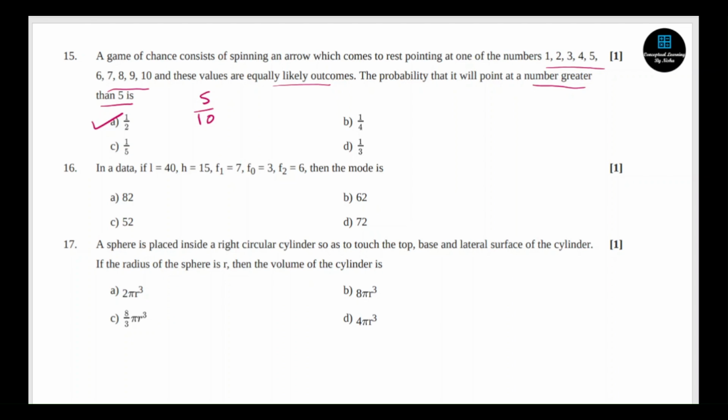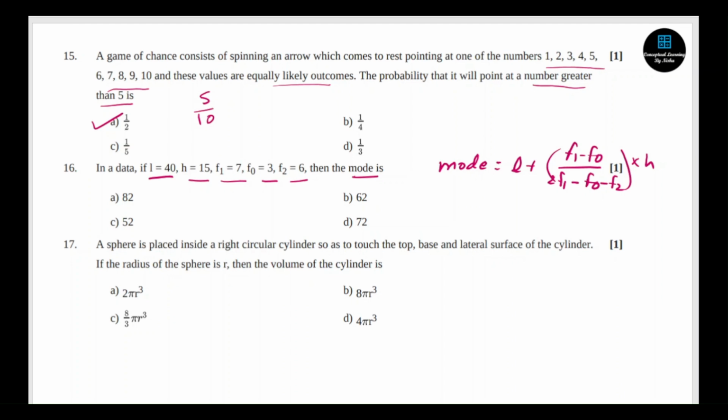Now here data is given: L is given, H is given, F1, F0, F2. Now do you remember this formula of mode, right? So mode equals L plus F1 minus F0 upon 2F1 minus F0 minus F2 into H. Correct? Simply you have to substitute all the values and find the value of mode. So I leave this on you. You have to substitute the values and write the answer in the comment box to verify this. Alright.